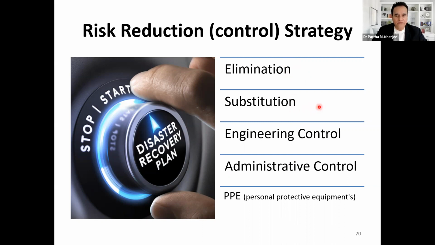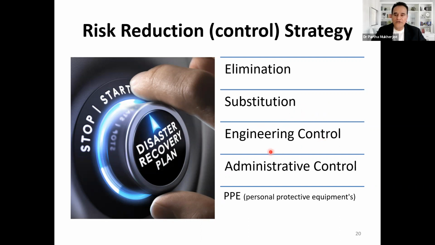Substitution could be, as I have given the example, instead of taking the coach or the car, you have taken the rail. So you're going from Sydney to Melbourne, or from Bombay to Delhi. Instead of taking a flight where things could go wrong and you're not very sure, you are just taking a train. So substitution is one of the controlling strategies.